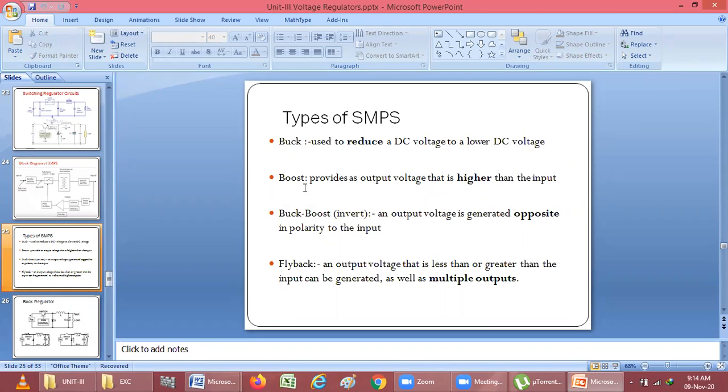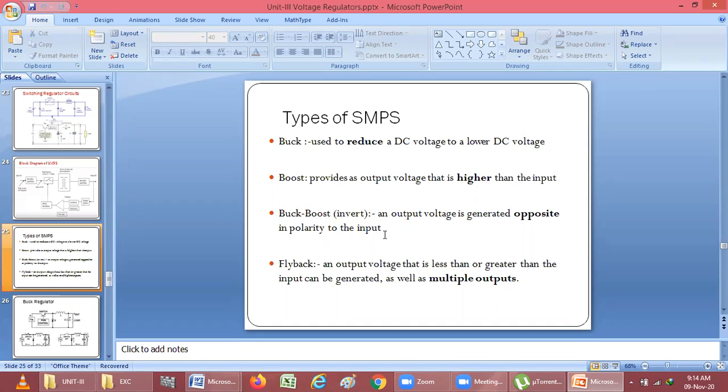So if there is a boost voltage regulator, at that time we can convert input DC voltage into a higher amount of output voltage. And if there is a buck boost voltage regulator, or we can say invert or flyback voltage regulator, this is also a type of switching voltage regulator. Here we can use the SMPS switching mechanism to convert DC voltage into a DC voltage, but at the output we will get the voltage that will be opposite in phase with respect to the input voltage. It means what? Here we are only inverting the input DC voltage.